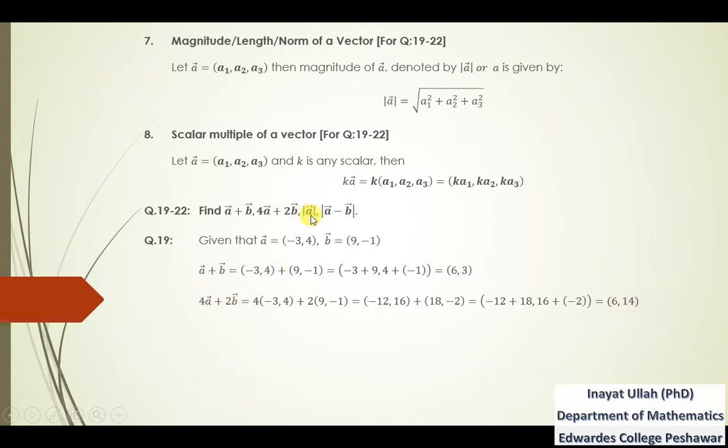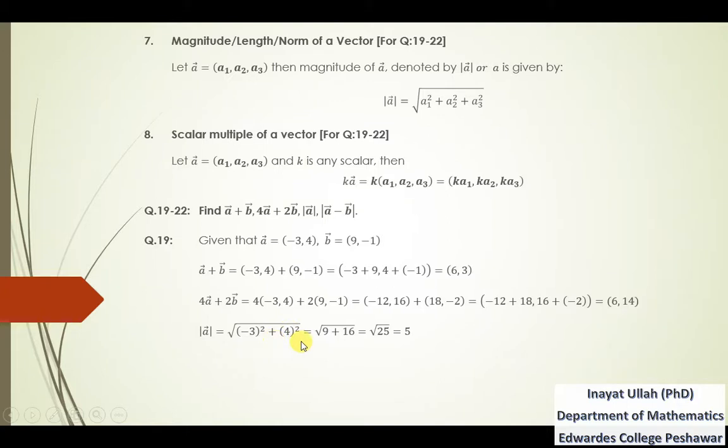Now how do we find the magnitude of A? Using this definition, the magnitude of vector A is equal to the square root of (-3) squared plus 4 squared.